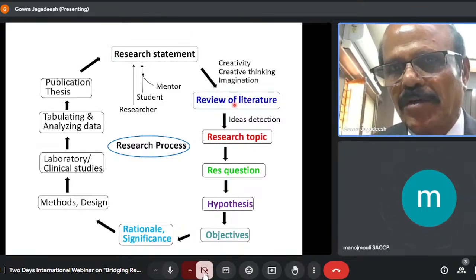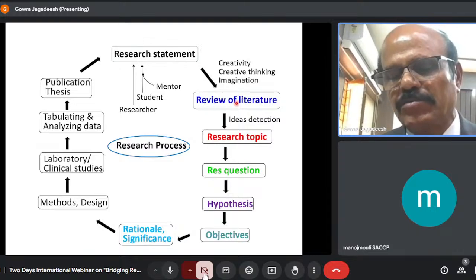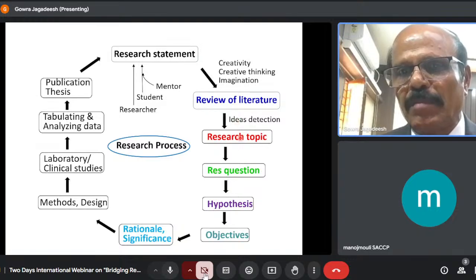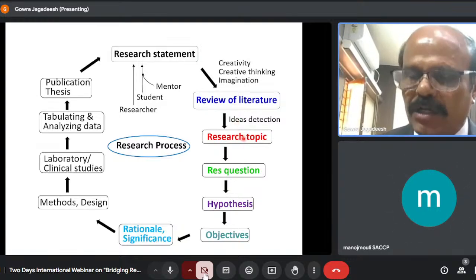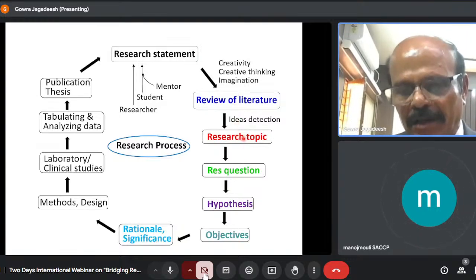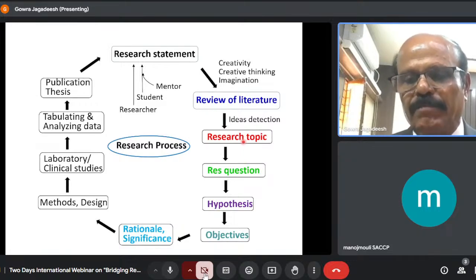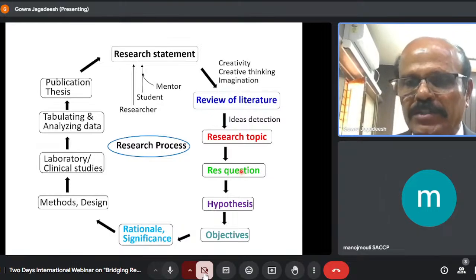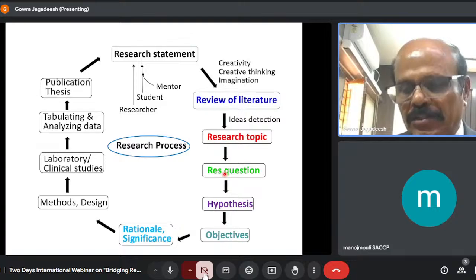That is based upon your creativity, critical thinking, and imagination, which are all built-in individual attributes. Then you develop a workable research topic. That is, you will try to come to a particular title. From that, you discern the question. Again, the review of literature and background information are necessary to get a research question, and hypothesis, objectives, rationale, and significance should be written.